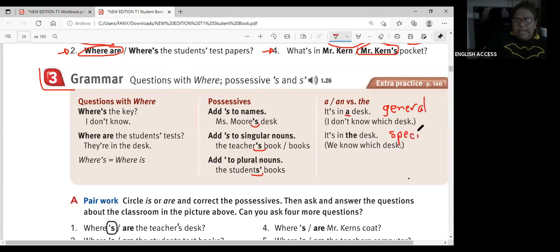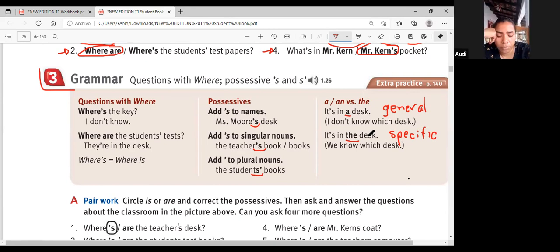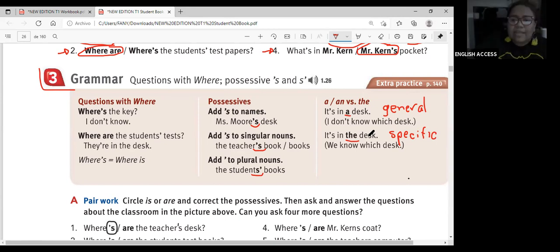So in this case, guys, when we are using the article a, it means that we don't know which desk. It's just one desk, but we don't know specifically which one. But when we use the article the, we know, oh, it's in the desk, and we know which one, okay? So the first one is general, and the second one is specific.